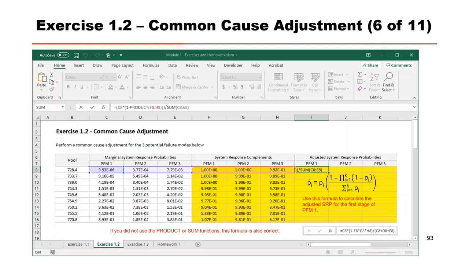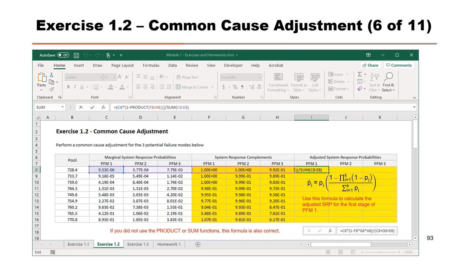Next, we are going to use the common cause adjustment formula to calculate the adjusted system response. We take the first system response probability, the one for PFM1 at pool 728.4. We multiply it by 1 minus the product of the complements for all other potential failure modes at that pool, and then divide by the sum of all the potential failure mode marginal system response probabilities.